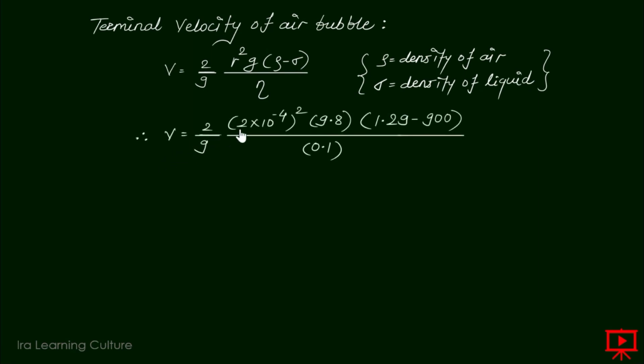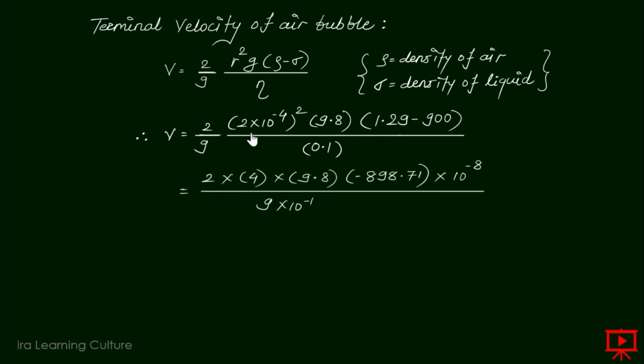What we will have is 2 by 9 into 2 into 10 raised to minus 4 raised to 2. This is the value of r, and here it is r square, so we will take the square of this quantity. g is 9.8, and rho and sigma we have to substitute here. Rho is 1.29, which is given, and sigma, which we derived, is 900. Eta is 0.1. So we will separate out these quantities in this way, where 2 into 4, these 2s are 4, and 10 to the power of minus 4 raised to 2, that is 10 raised to minus 8, that we will keep outside.